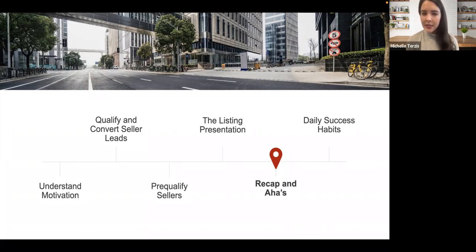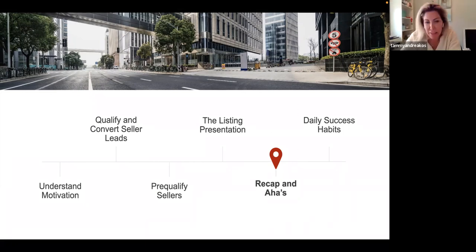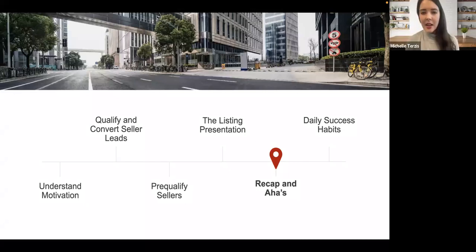Any other questions? So when you have a listing, what other types of digital marketing are you doing to market it?